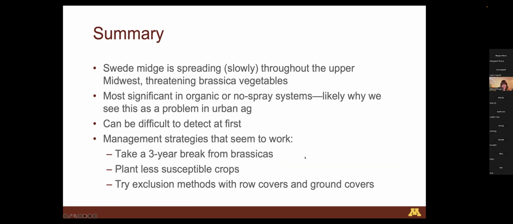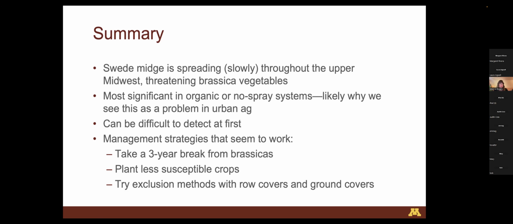So in summary, it's spreading, it's slowly spreading, but it is nonetheless throughout the upper Midwest. And it's a threat to brassica vegetables, particularly those that are growing organic or no spray. They're hard to see at first to detect the damage. You'll need an expert to either ID those adults on the traps or to confirm damage on vegetables. And then what seems to work right now is that 3-year break to disrupt the cycle. If you're already infested, planting less susceptible crops.